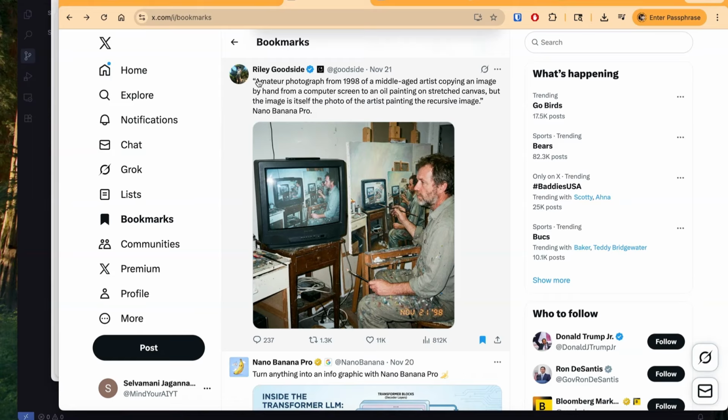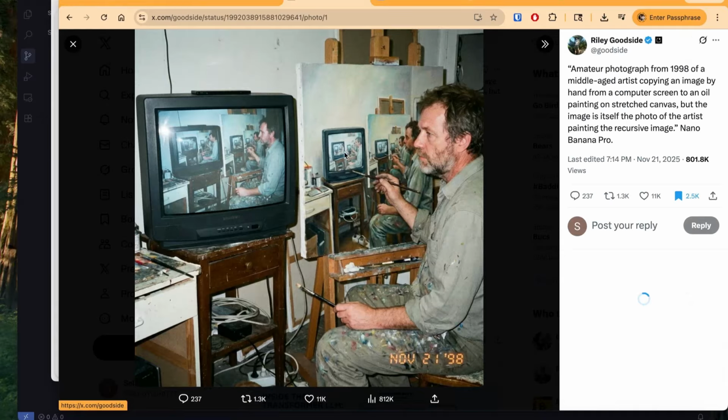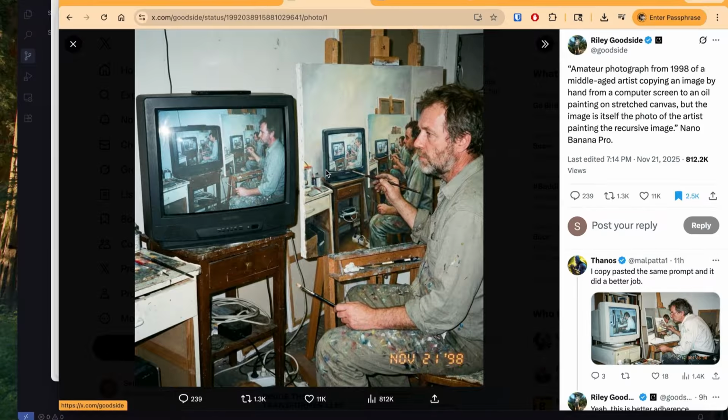So look at this. This is the other one, an amateur photograph from 1998 of a middle-aged artist copying an image by hand from a computer screen to an oil painting, all that recursive feel. Really, it's hard to say this is AI generated. It has the flaws of an amateur photograph, right? It's amazing. I mean, even look at this. This painting has slight variation to this, which you would expect. If this whole thing was an exact copy of this, then it is not really a painting. There are some flaws in this face, which is amazing to me.